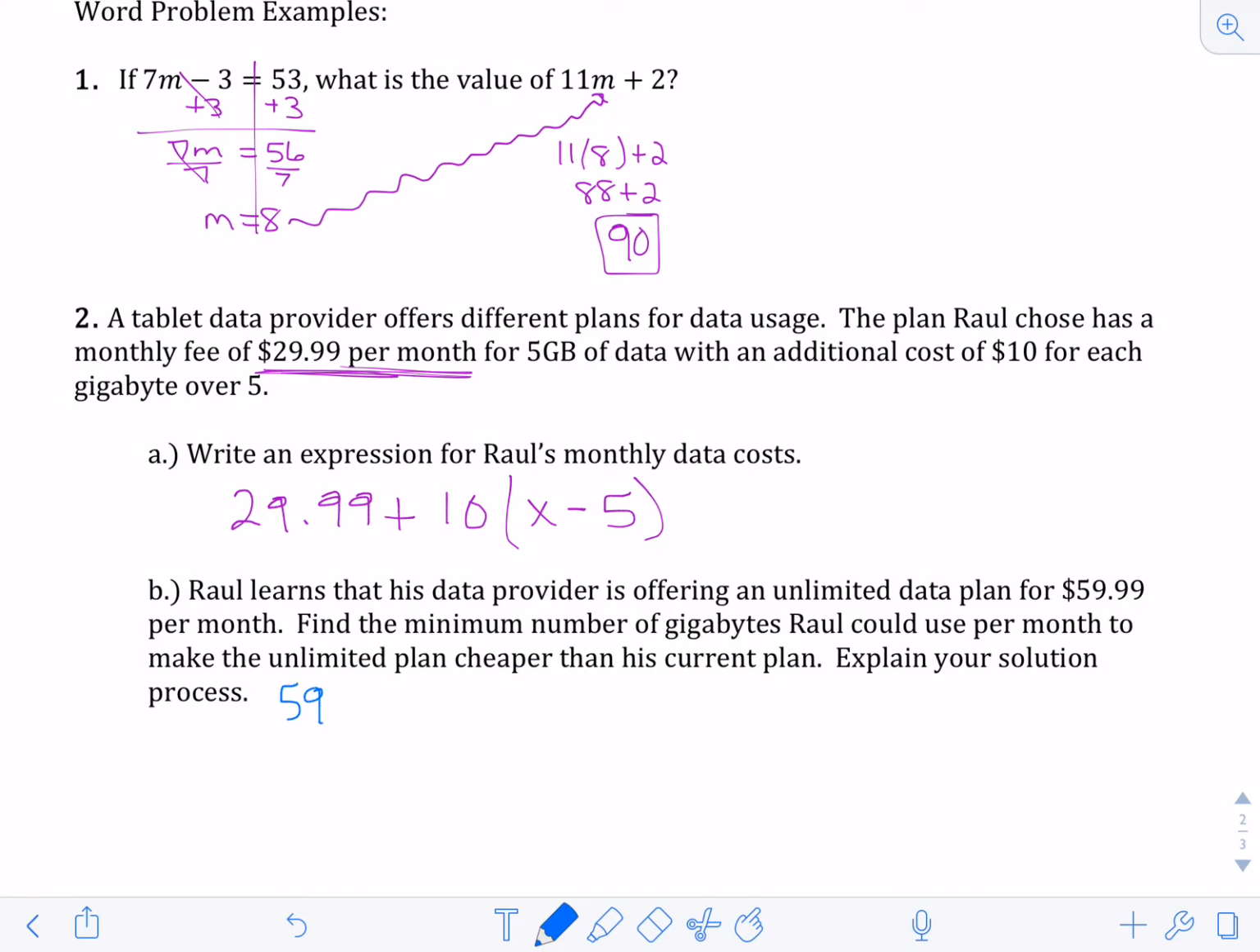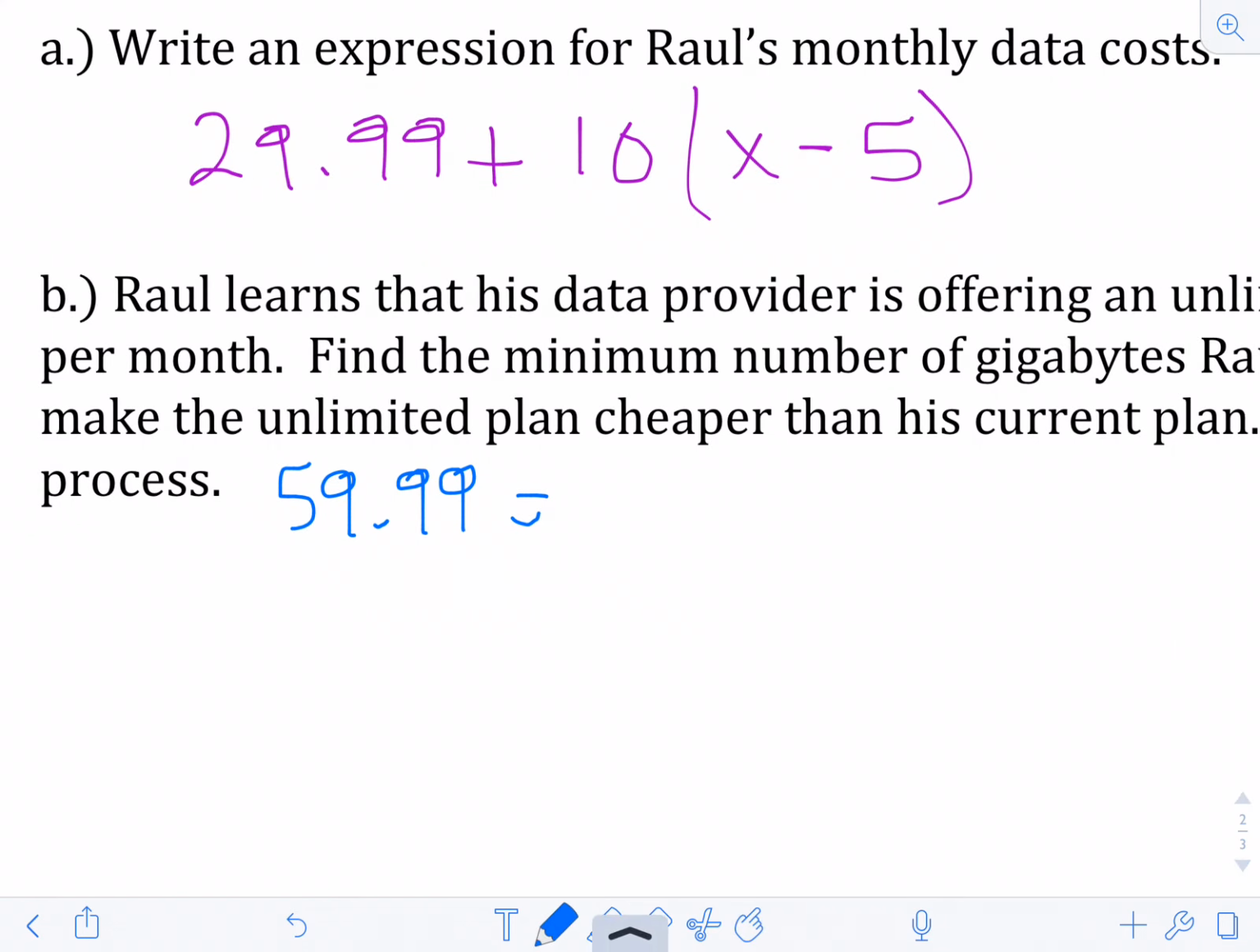What we've got to see is we're going to set this $59.99 equal to what he currently pays. Well, what he currently pays is $29.99 plus $10 every time he goes over those 5 gigabytes. So I'm going to solve for x, because when I set this equal to almost $60 per month, that tells me how many gigabytes he could use to not go over that $60 a month.